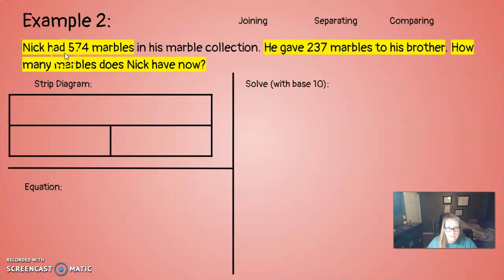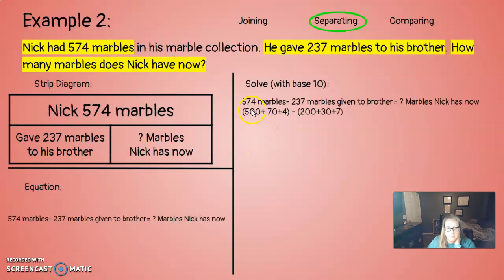So the first thing I do is I read it again, which I just did, and we're going to highlight the important information. Well, it's important to know that he had 574 marbles. It's also important to know that he gave 237 marbles to his brother. And I'm looking for how many marbles he has now. So am I joining my marbles together? Am I separating the marbles apart? Or am I comparing two different things? What do you think? If you said separating, you are correct. Oops, I hit too many buttons, but that's okay.